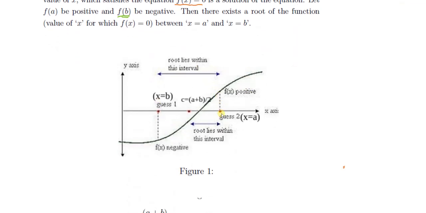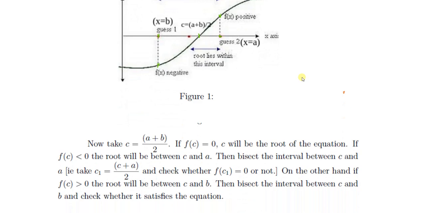So here is x is equal to a. We got a positive value of the function when we substitute x is equal to a, and when we substitute x is equal to b in this function, we got a negative value. Then we can be sure that there exists a value of x at which this function is equal to 0 in between a and b. For this, what we are going to do is what we are going to discuss.